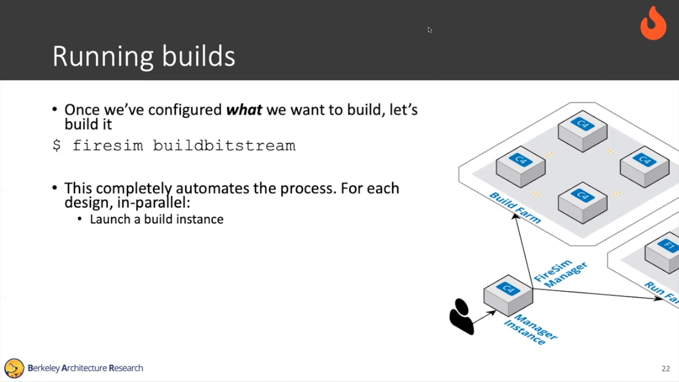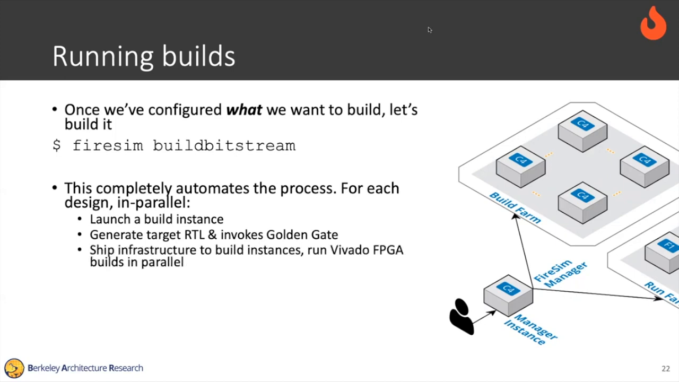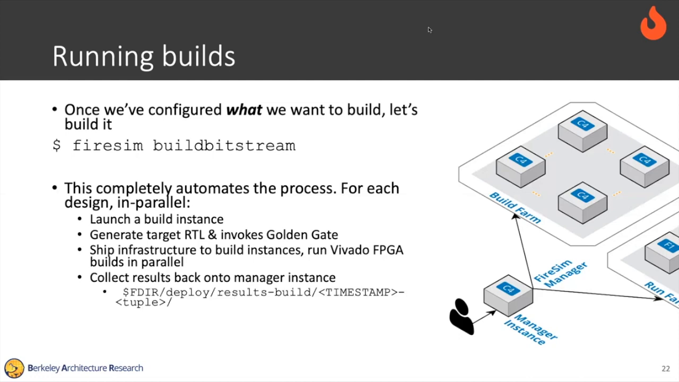In the case of AWS, you are here on what's called the manager instance. It's going to spawn a build instance corresponding to a particular build or a particular target. It's going to launch it, generate the RTL and invoke the compiler. And then it's going to copy all of the extra things that you need for Vivado, or whatever your synthesis tool is, to run. It's going to copy it to that machine, invoke the actual synthesis build. And then once it's done, it's going to copy it back to your manager instance, and then, of course, tear down the machine.